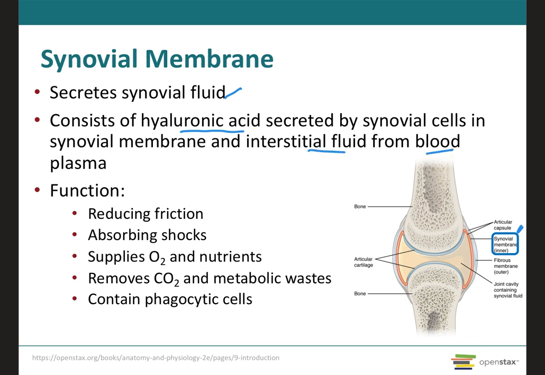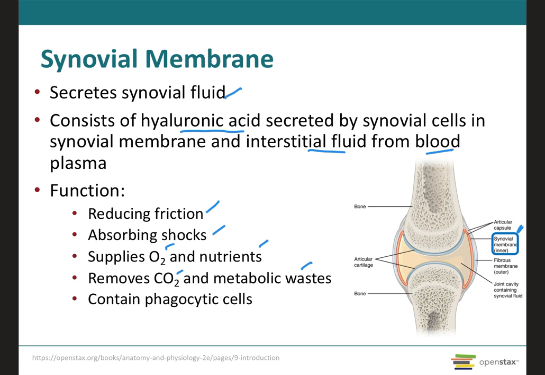In terms of function of the synovial fluid, it will help with the reduction of friction by lubricating the joints. It will help in absorbing shocks as it serves as a cushion. It will supply oxygen and nutrients to the chondrocytes that are going to be present within this articular cartilage. And it will also remove the carbon dioxide and the metabolic waste.